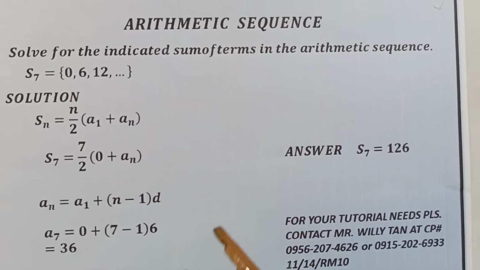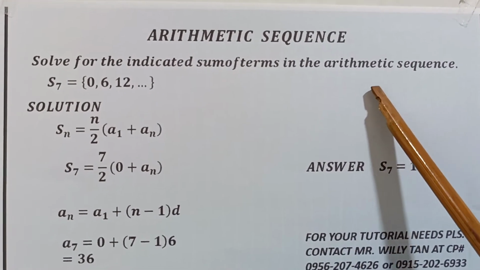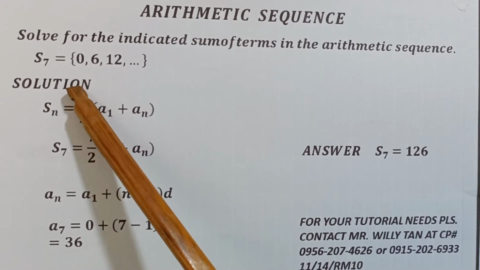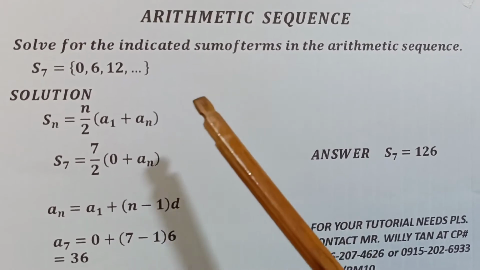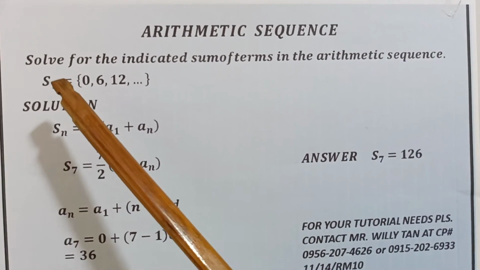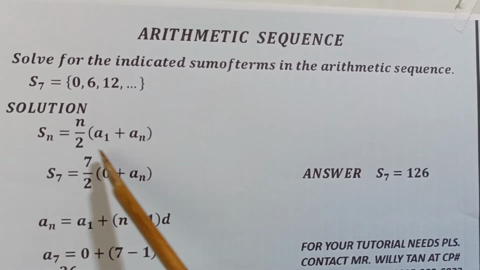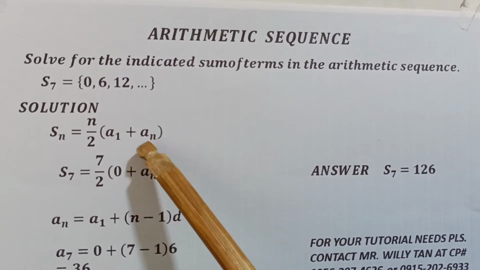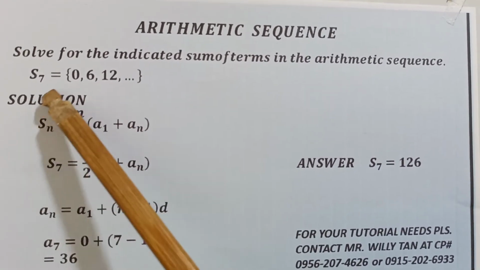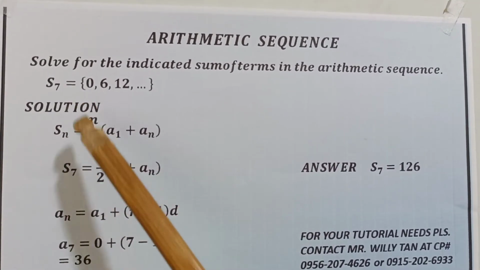Now, for the first problem, we are asked to solve for the indicated sum of terms in the arithmetic sequence. So here we have S of 7 is equal to the sequence 0, 6, 12, and so on. So we are asked to find the sum of the terms up to the seventh term. And we're going to use this formula, as I said earlier. If we substitute all the values that are given, S of 7 is equal to 7, the seventh term indicated here, over 2, times a sub 1, the first term, which is 0, plus a sub n.